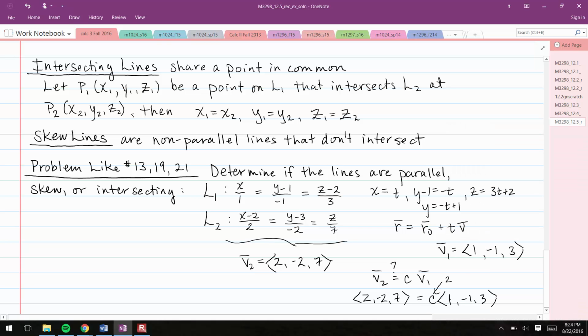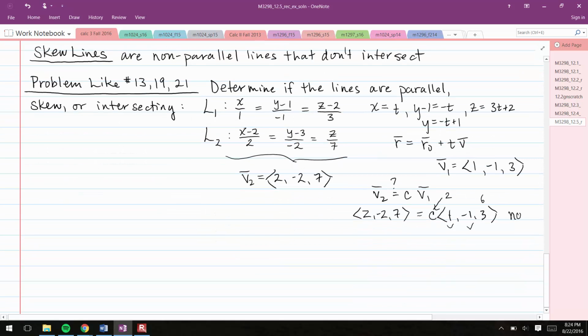So see, if that were 2, it would work for the first component. Actually, the second component as well, but it falls apart with the last one. We get 6, and it needs to be 7. So no, gotta have it work for all the way through. So they're not parallel.